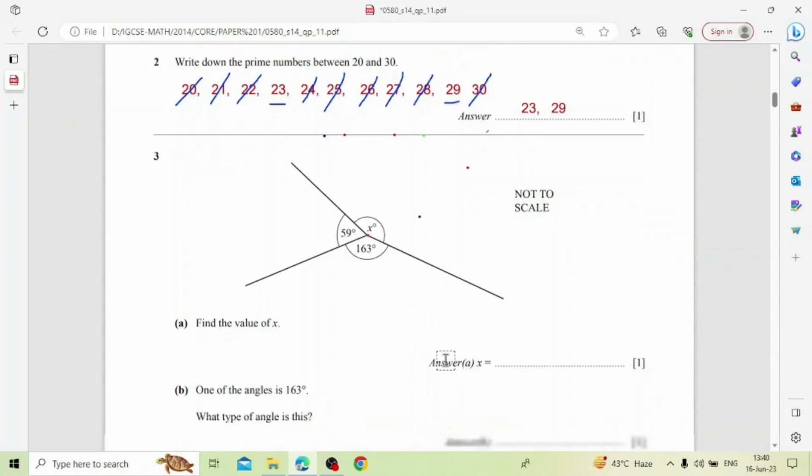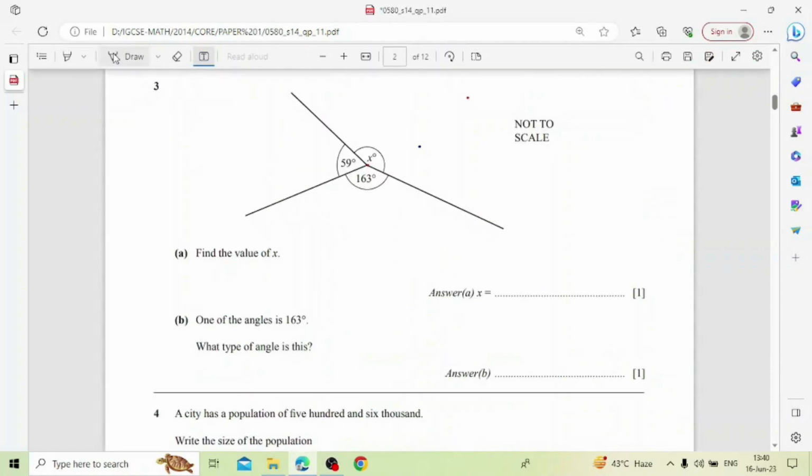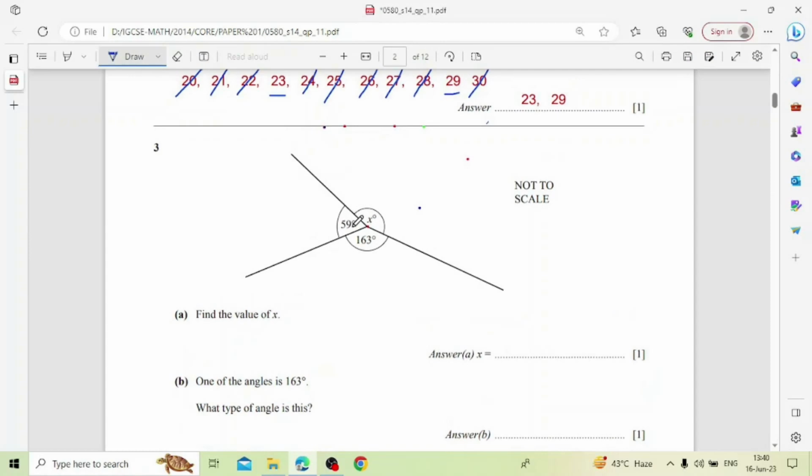Perfect. Now question number 3. Here is a geometric question. There is an angle of 59, with 3 line segments connected at the center. Angles are formed due to that: a 59 angle, a 163 angle, and the rest angle is x. Let's see what we have to do here. Find the value of x. So angle x we have to find here.